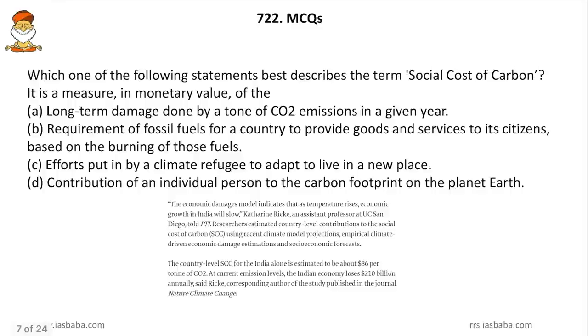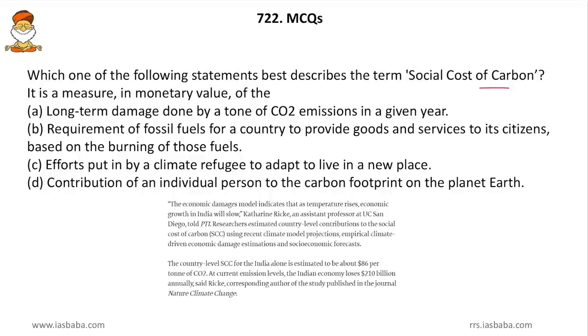Then come to next one. Which one of the following statements best describes the term social cost of carbon? Option A: It is a measure in monetary value of the long-term damage done by a ton of CO2 emissions in a given year. So no extreme words, we will keep it for further reading.